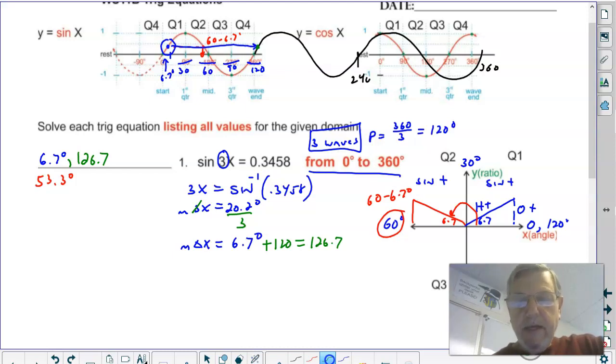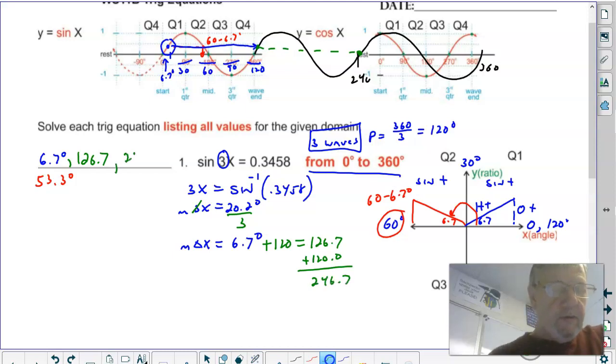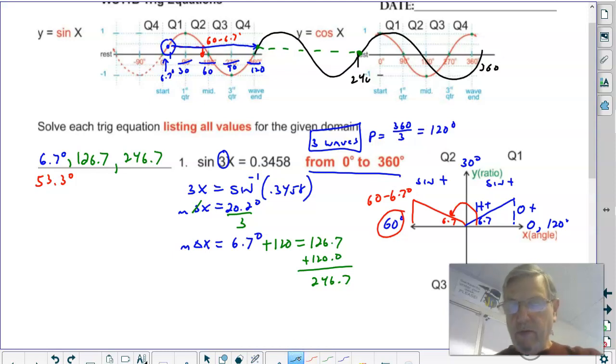And I've got to go again another 120, just be patient there, to that one, which is going to be this 126 plus an additional 120 for a 246.7. Okay, so those are the three values off of the 6.7 because there are three waves. Now let's get the three values off of the 53.3.